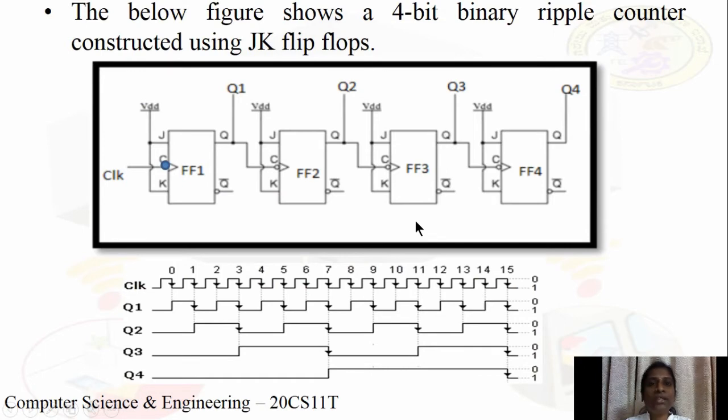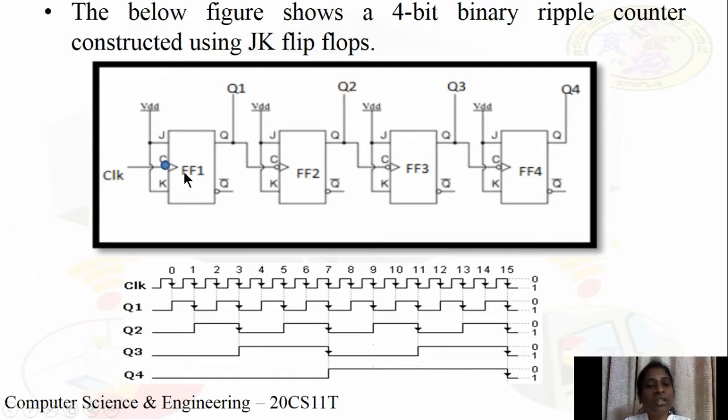This asynchronous ripple counter, or serial counter, will be constructed using JK flip-flops. Here is a 4-bit ripple counter. We will call it a 4-bit ripple counter because it consists of 4 flip-flops: flip-flop 1, flip-flop 2, flip-flop 3 and flip-flop 4. So we will call it a 4-bit ripple counter or 4-bit serial counter.